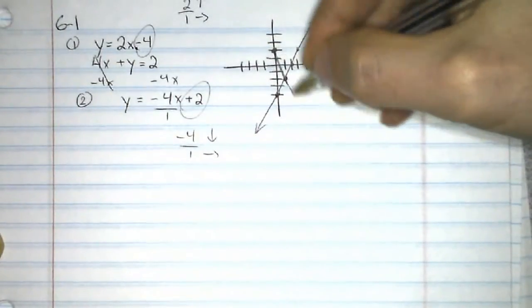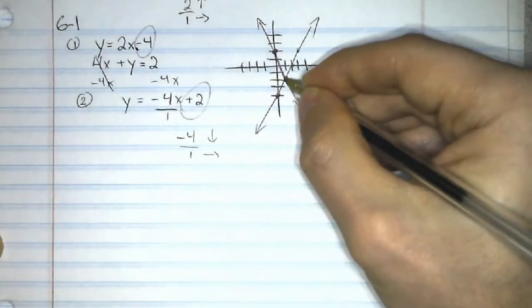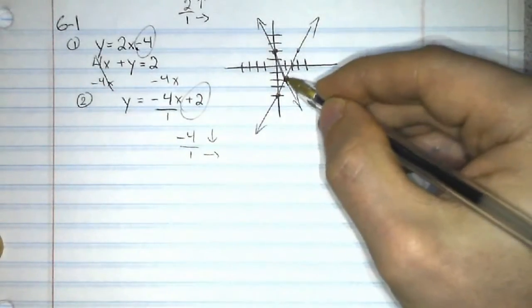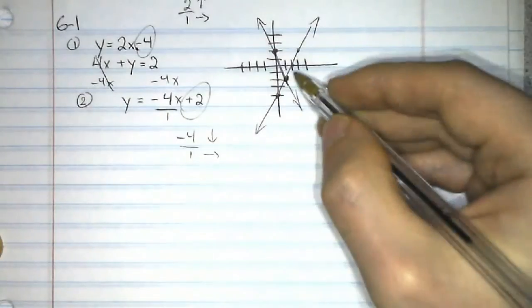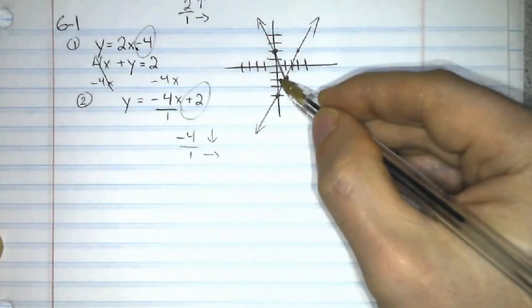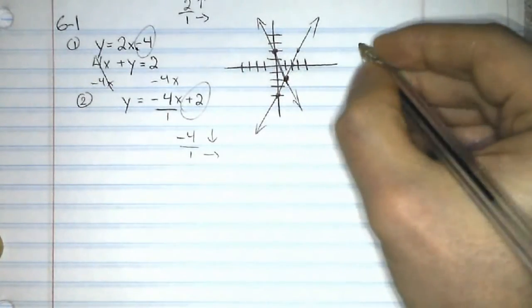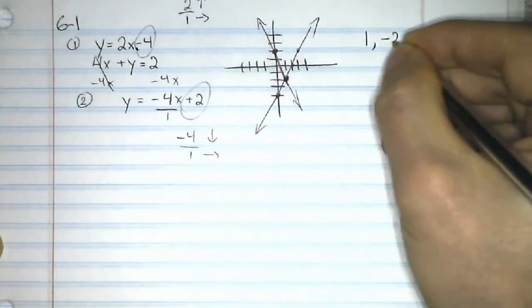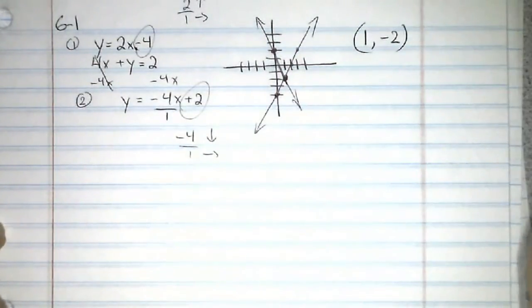I can connect these dots to make my graph look complete, and where they intersect, this is going to be the one solution. The coordinates of this, these are down 2 and to the right 1, so to the right 1, down 2, 1 comma, negative 2.